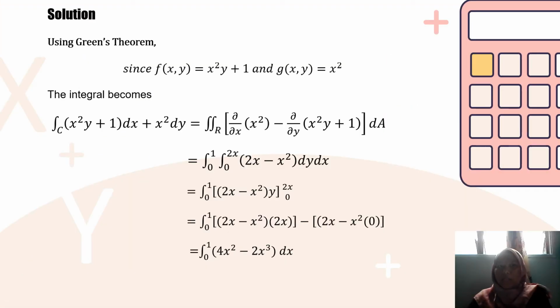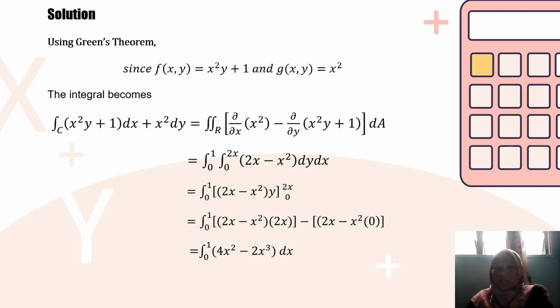For the solution, by using Green's theorem, since f(x,y) is equal to x squared y plus 1 and g(x,y) is equal to x squared, the integral becomes the double integral over R of ∂/∂x of x squared minus ∂/∂y of (x squared y plus 1) dA. Since f is differentiated with respect to y and g is differentiated with respect to x. The limit of y is from 0 to 2x, while the limit of x is from 0 to 1.